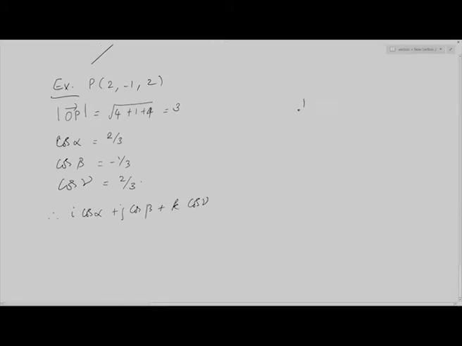Suppose this is the point P, and this is the origin O, and the vector OA, let us call it u. Then u is simply i cos alpha plus j cos beta plus k cos gamma, which is the unit vector along OP. So, if we know the direction cosines of any given vector, then we know the unit vector in that direction.